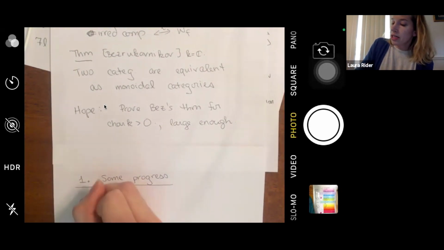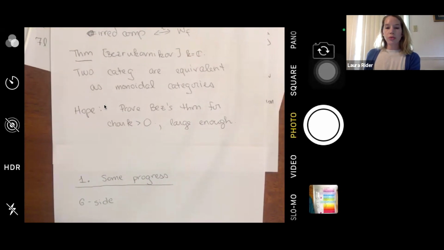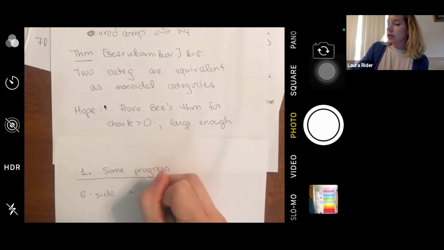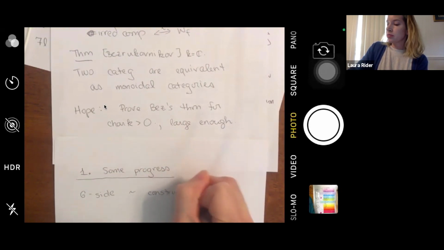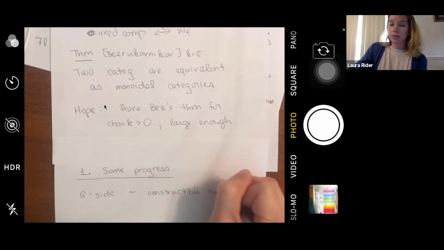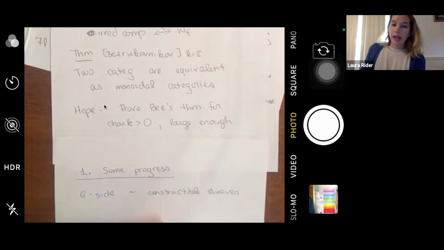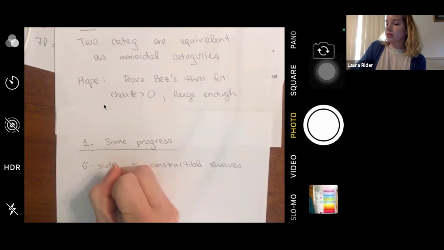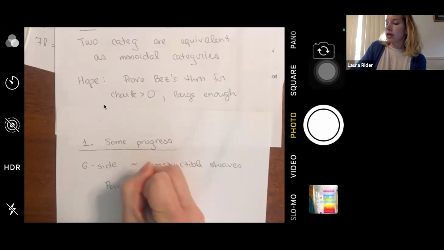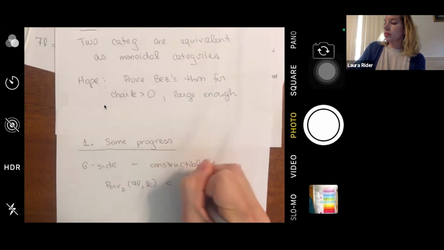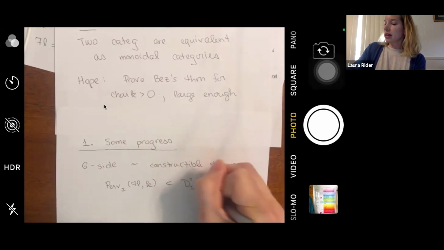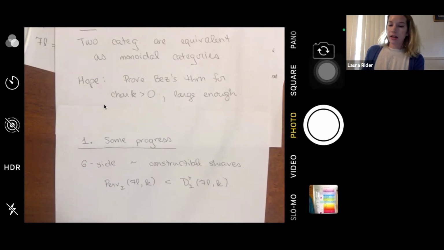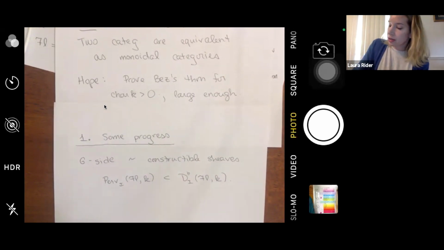All right, so I need to tell you two categories. On the G side, we're working with constructible sheaves. Here we start with the category of perverse sheaves on the affine flag variety, in the unmixed setting. And then I need to define a quotient.